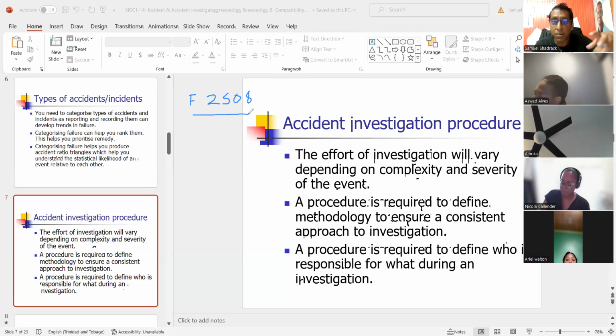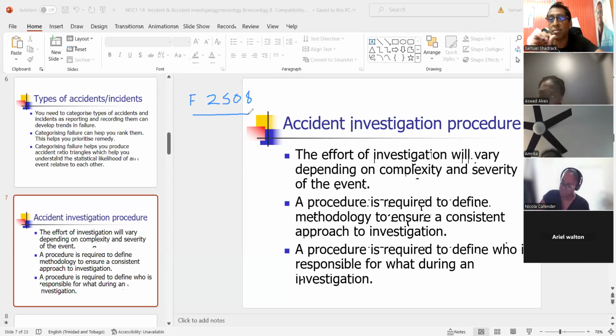Right? You can just go to Google. That's how you can get it. You can just go to Google and put F2508 accident. By the time you put accident, you'll see it come up for itself.